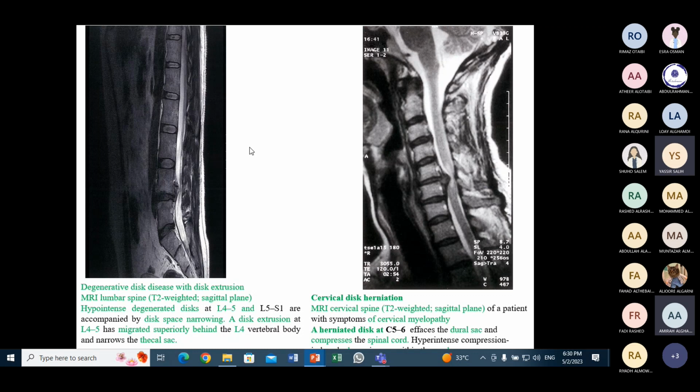So the findings of this lumbar spine MRI T2 are dehydrated and narrowed disc spaces at the level of L4-L5 and L5-S1, and there is a disc extrusion, which is separated completely from the nucleus pulposus, with narrowing of the thecal sac in this region. Anyone to comment on this one?